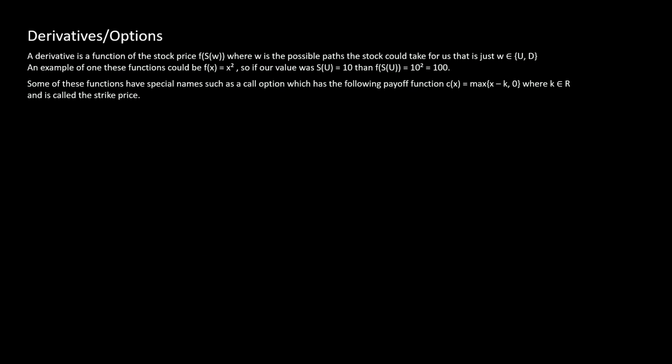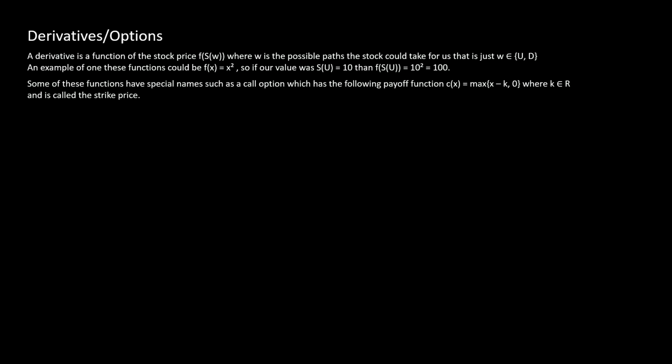Now that we have our one-step binomial model laid out, we are going to consider functions of stock prices. This is all a derivative is. A derivative is simply a function of the stock price. So, for example, if our function is x squared, and if our stock price at time 1 is 10, then the value of a derivative will be 10 squared.